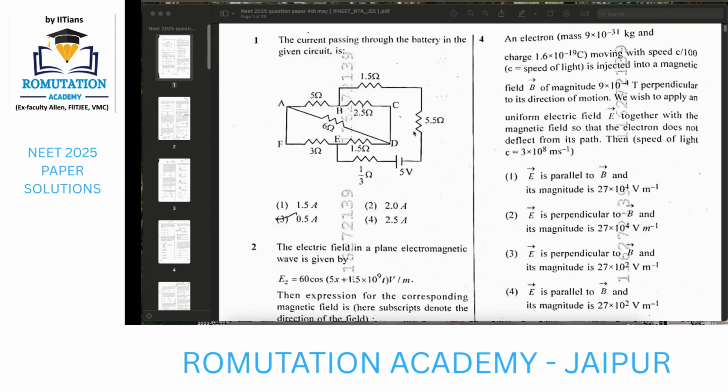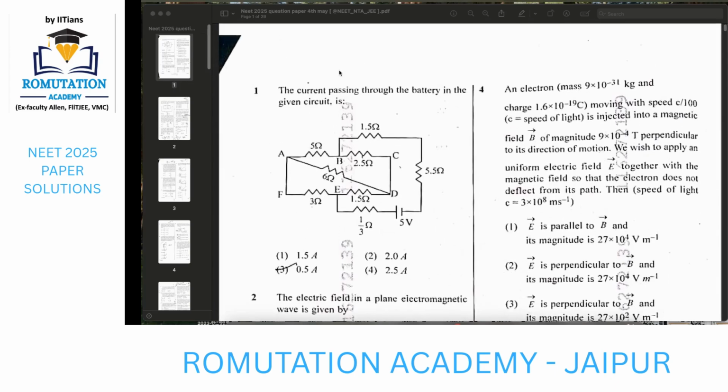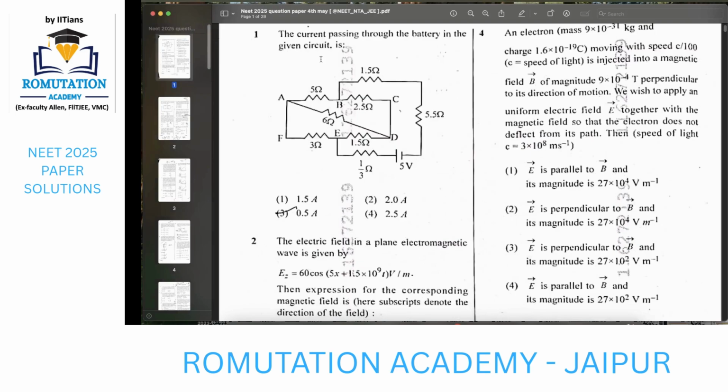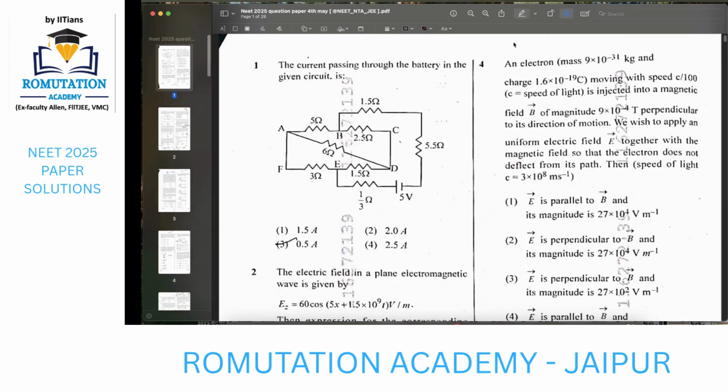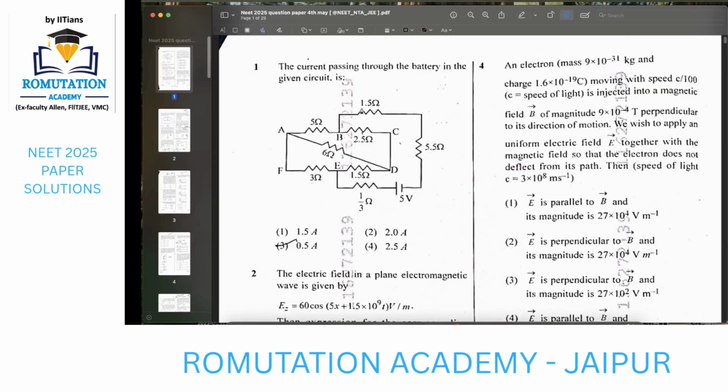Okay, so I'm starting with the very first question. I think you can see the question paper is there in front of us. The very first question says that you have to find out the current passing through the battery in this given circuit, right? So I think the question is pretty much straightforward. If I tell you how we have to start thinking about this case, we can pick a pen here and just get started.